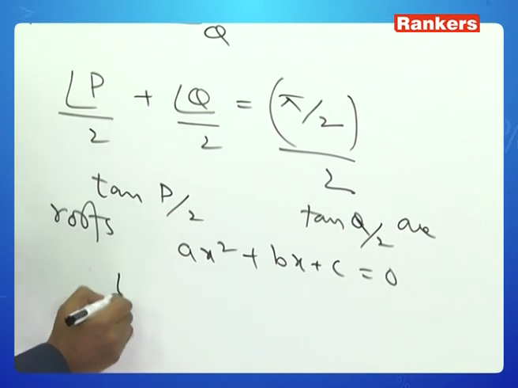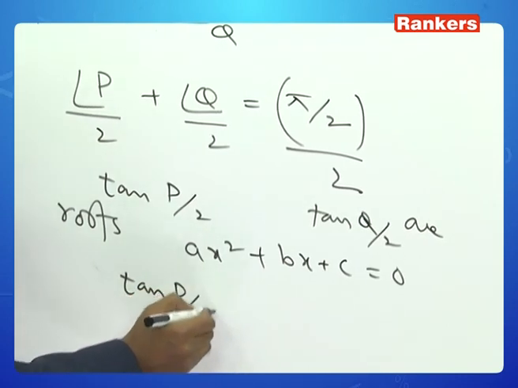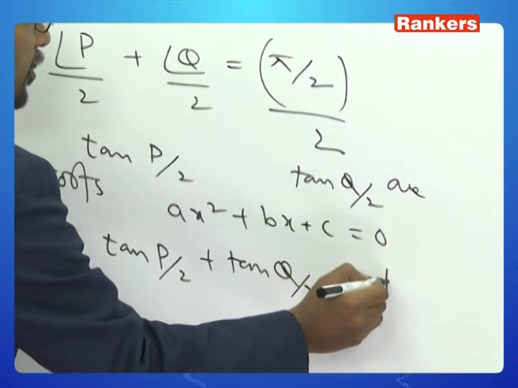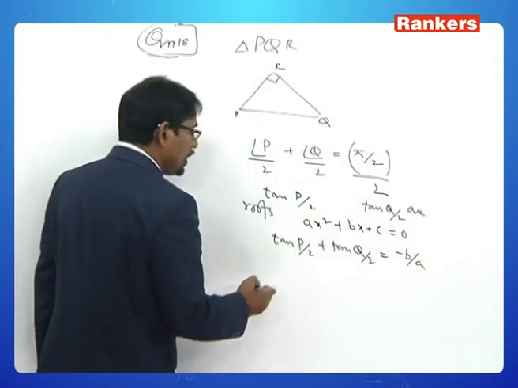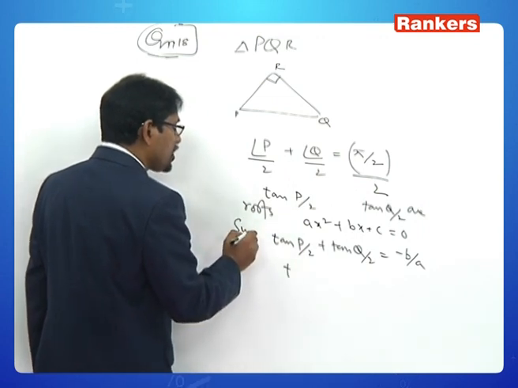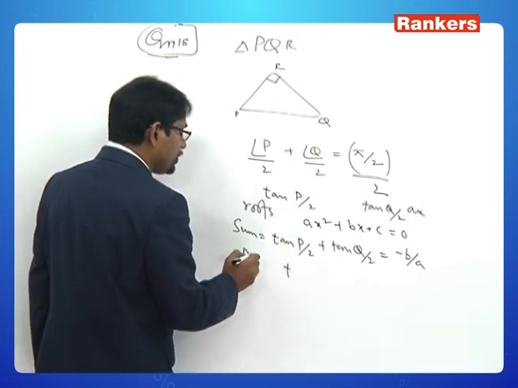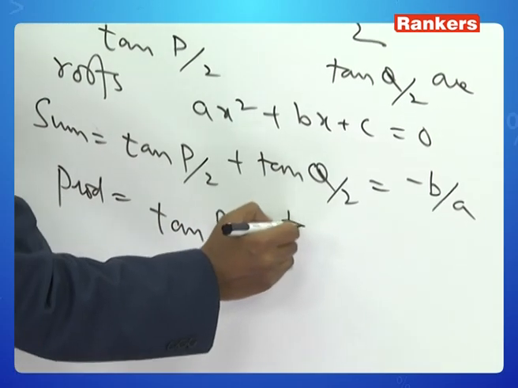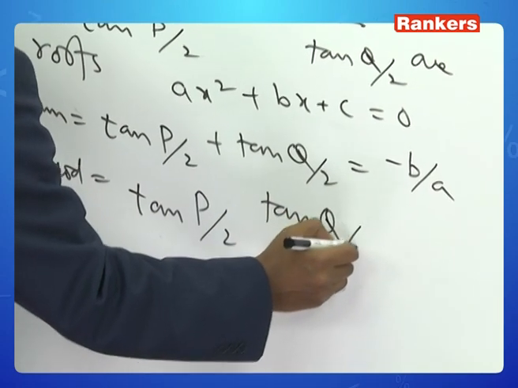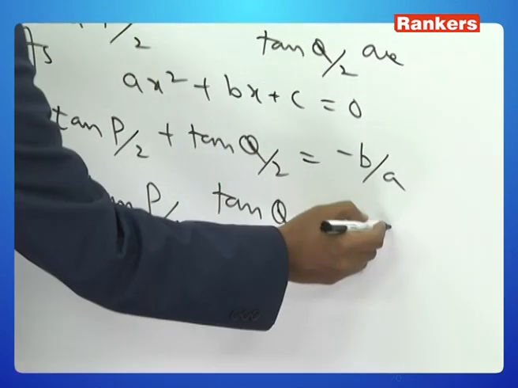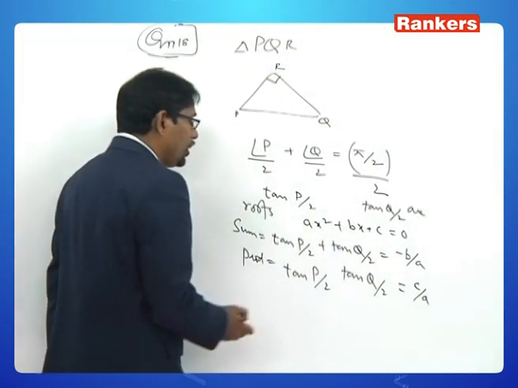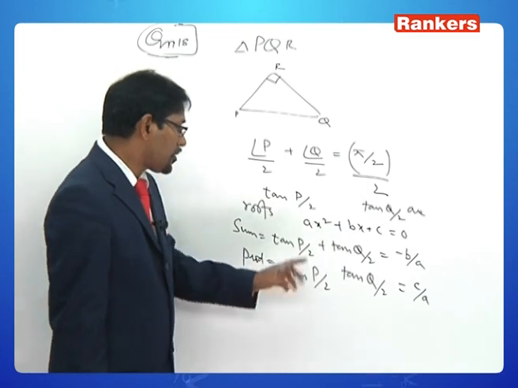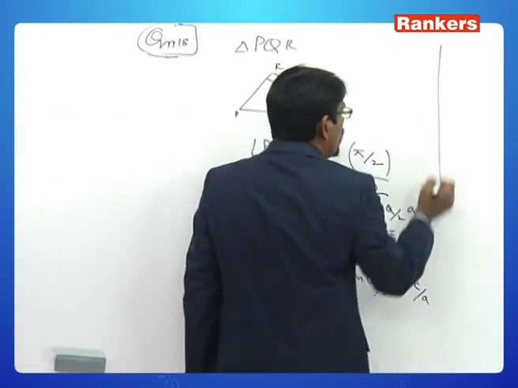Now sum of the roots, tan P by 2 plus tan Q by 2, is equal to minus b by a. What about the product of the roots? Sum of the roots is this. Product, tan P by 2 into tan Q by 2, that is equal to c by a. Now can we have a relation between these coefficients? Use the relation here. What do you know?